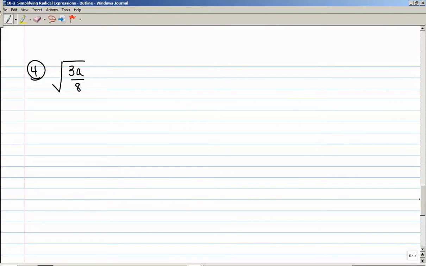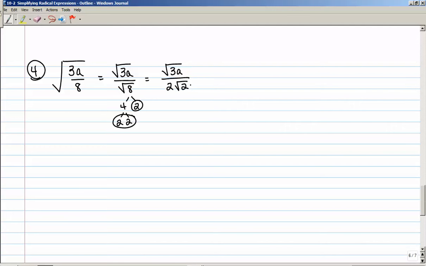Example number 4, the square root of 3a over 8. Remember, I can break that up and say that that's the square root of 3a over the square root of 8. And since I've already seen it before, I know I can simplify 8. This is going to turn into a 2 out front with a square root of 2. So the square root of 3a over 2 square root of 2.